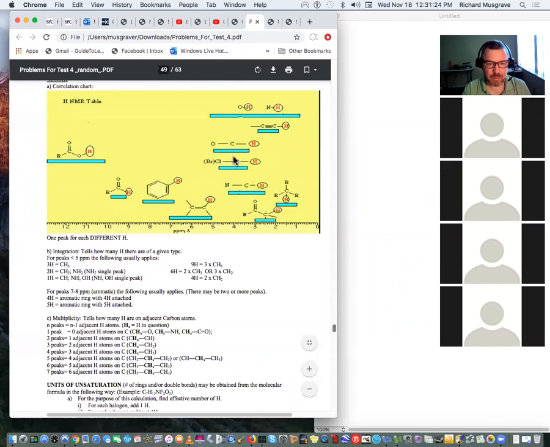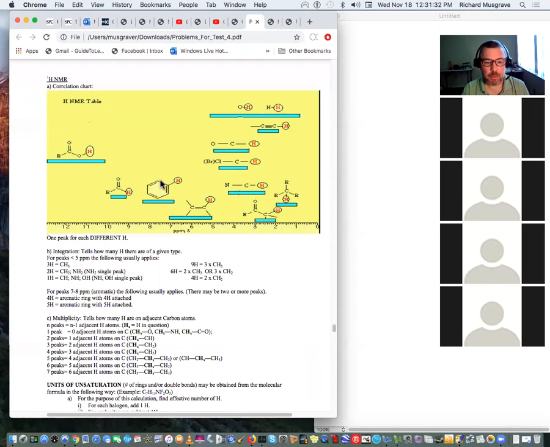So you can see here the different places that these hydrogens will appear on the spectrum. And it makes it a pretty useful tool for being able to say, well, what kind of hydrogens are we dealing with in this molecule? That's not the only thing you can do, but it's an important part of it.